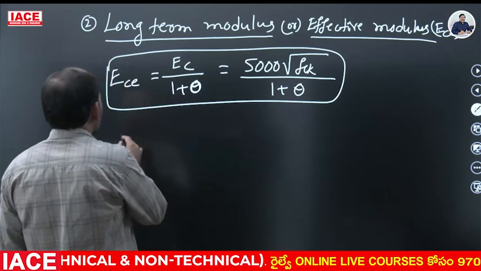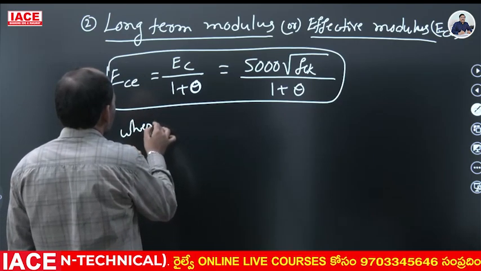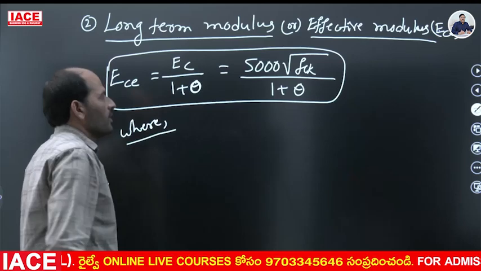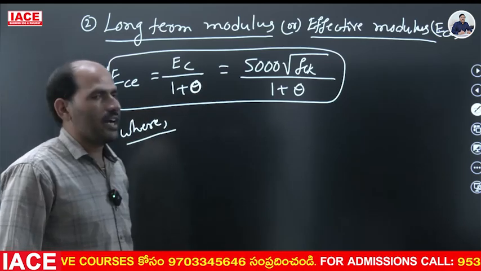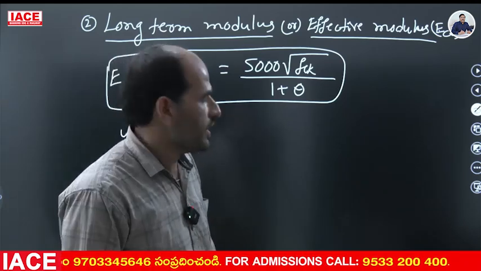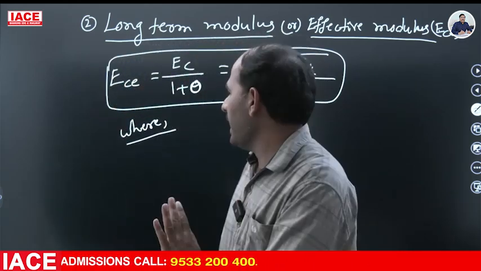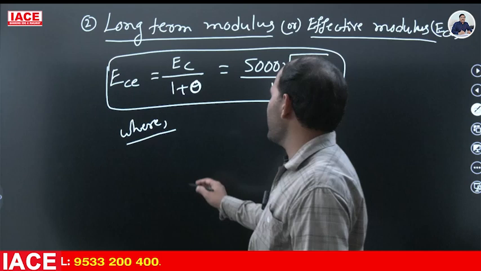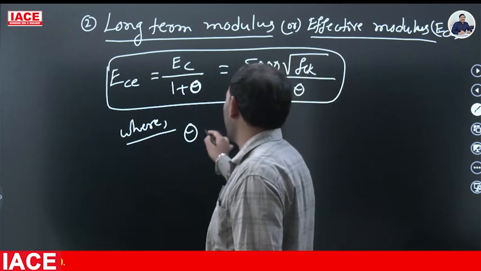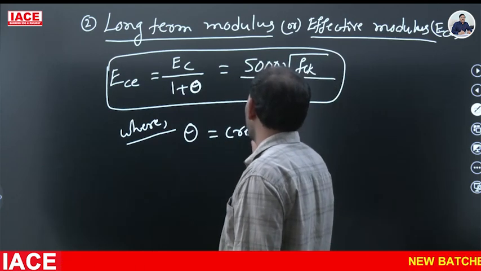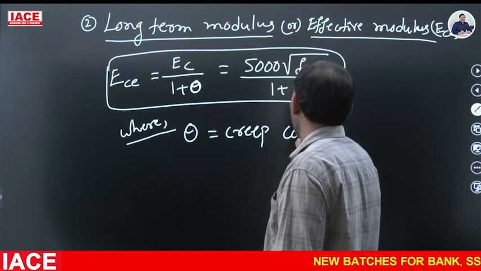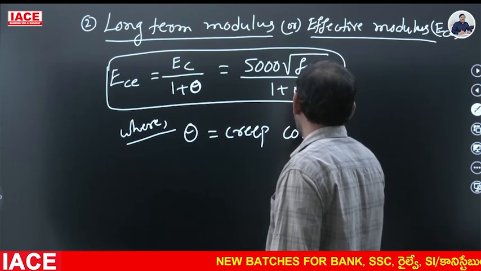Here we know the FCK, the characteristic cube compressive strength after 28 days of curing. And here theta is the creep coefficient.